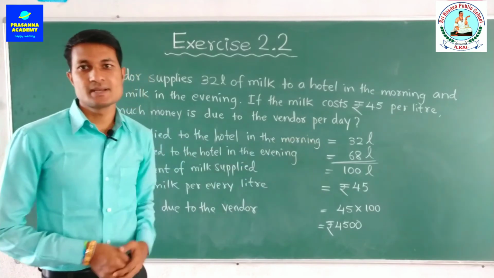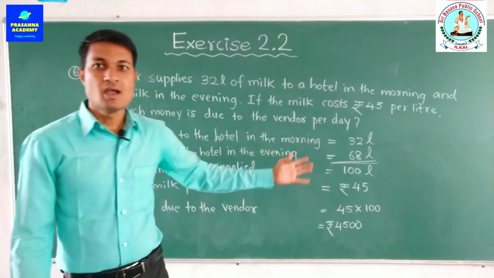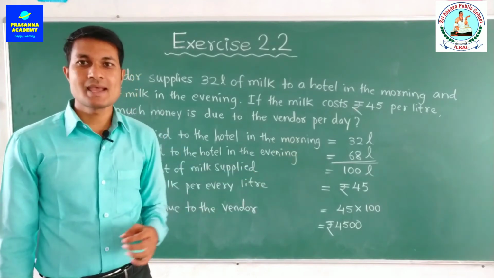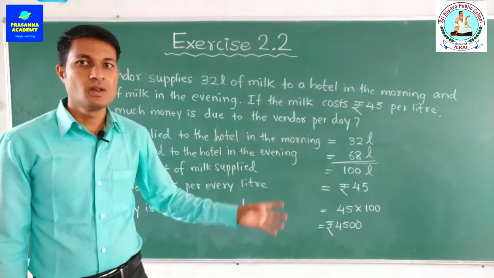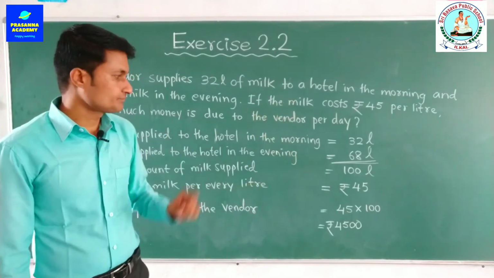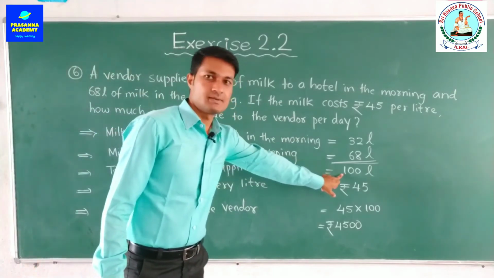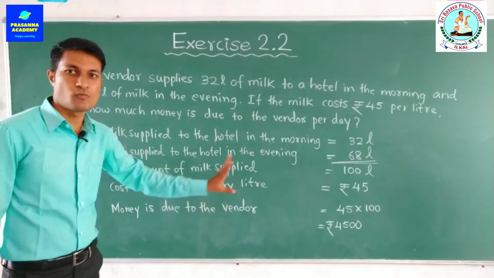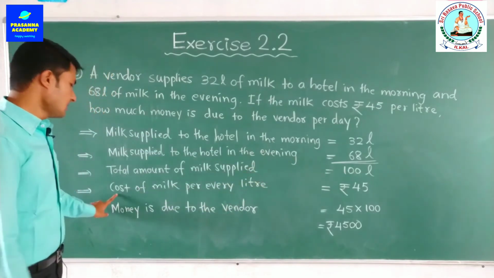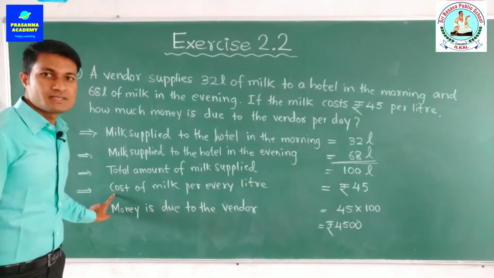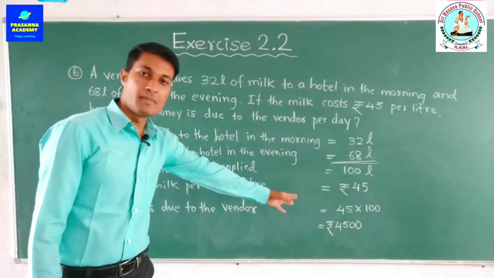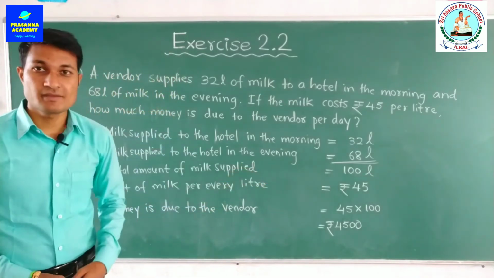After writing these two sentences, we need to find out the total amount of milk that he has supplied to that hotel both from morning and evening, that is 100 liter, right? When you add these two, you will get the total amount of milk that he has supplied in one day, that is 100 liter. Then after that we need to write the cost of milk per every liter. So that is cost of milk, per every liter, is 45 rupees.